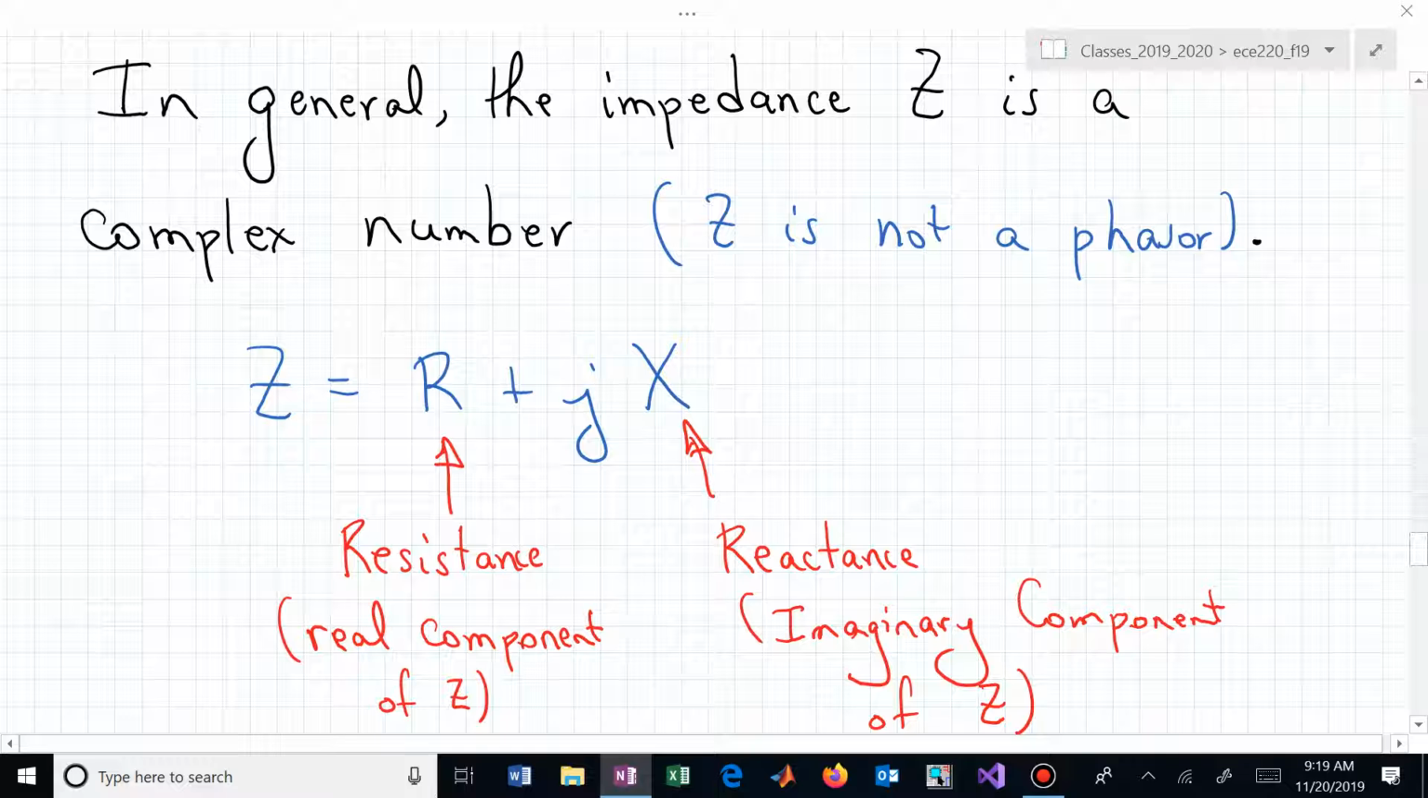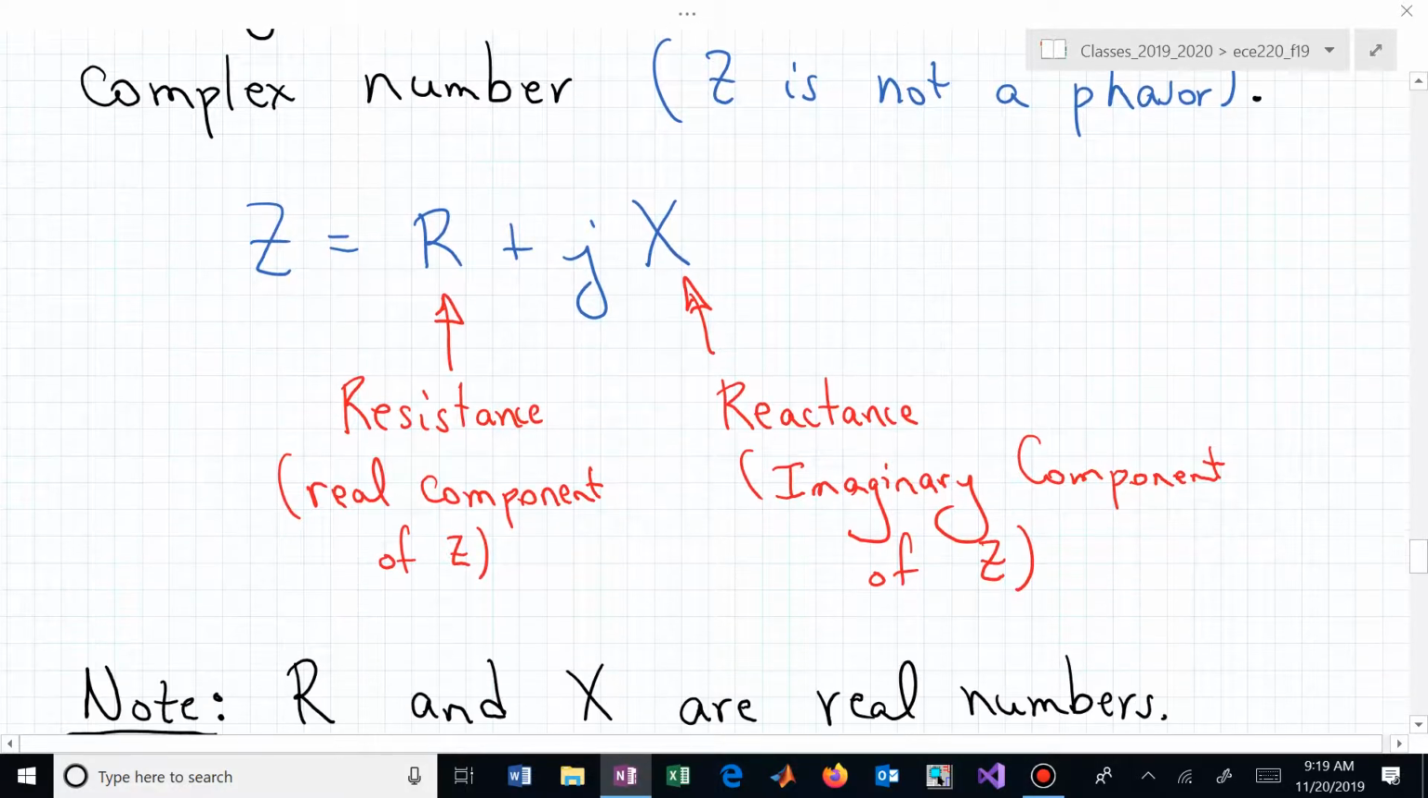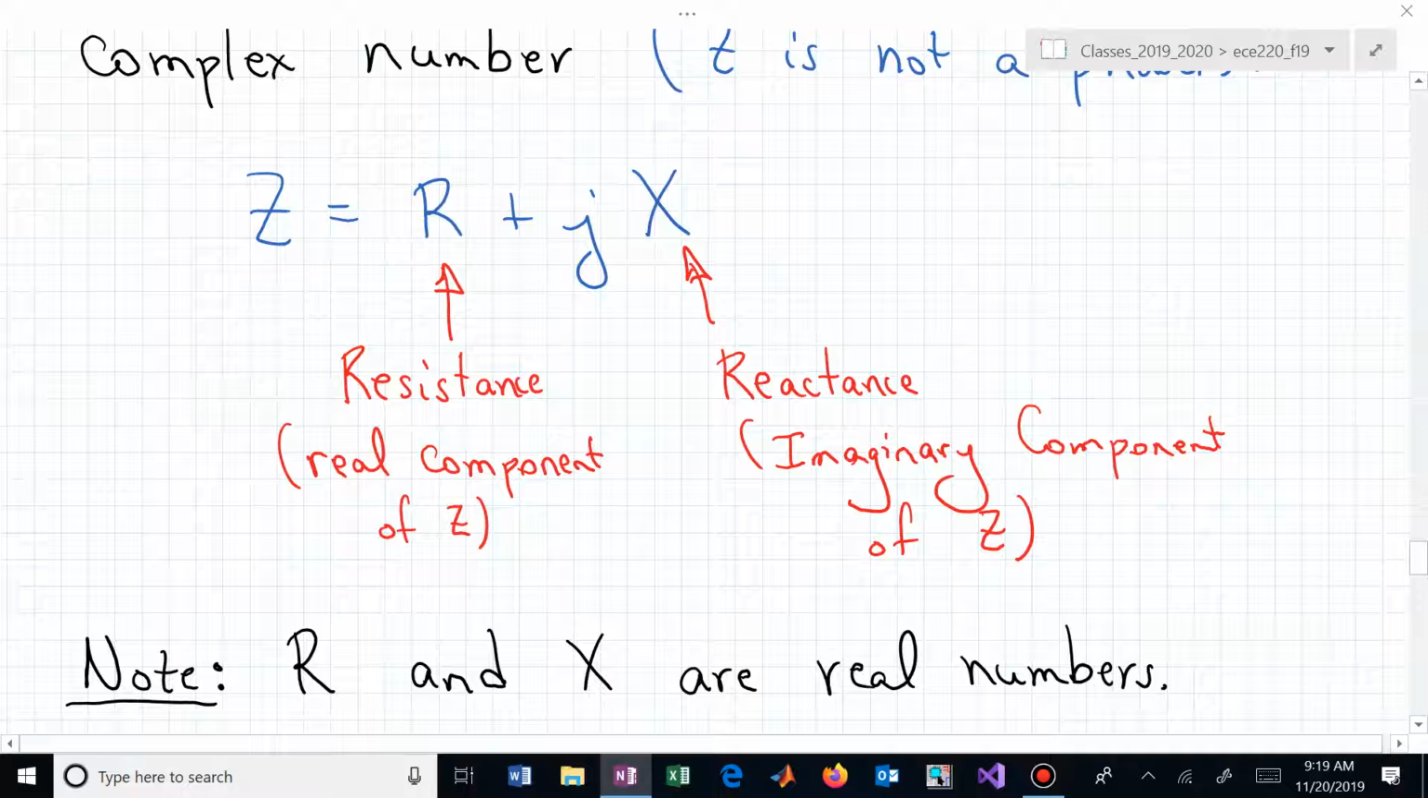And that's what we need to get comfortable with, and that imaginary component is called reactance. We have resistance plus j reactance. That's the rectangular form of Z. And R and X, those are real numbers. You combine them by saying, X is in the vertical direction, and that's how we get our complex number Z, or the complex impedance.